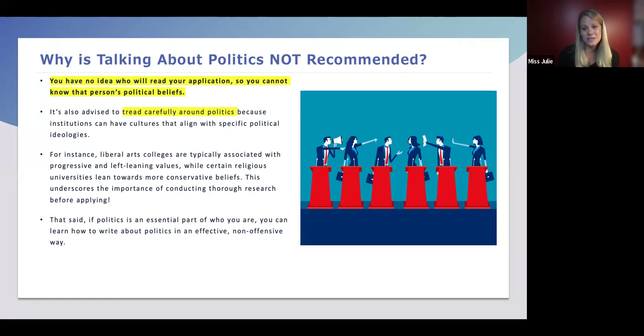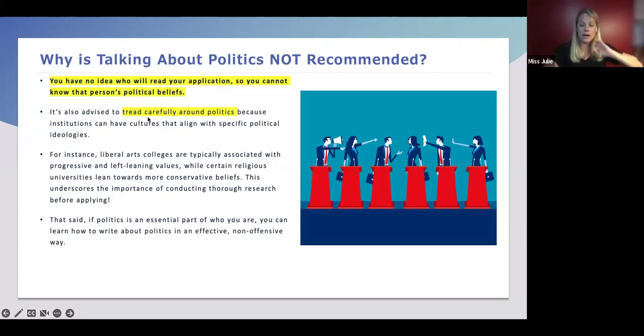So again, we usually tell students if politics are important to you, you really have to tread carefully here because you don't know what admissions officer will be reading your essay and you don't know what they believe in. So what if you are very adamant about being a liberal and the person reading your essay is a conservative, right? Or vice versa. You have to tread carefully around politics because institutions can have their own cultures too that align with specific political ideologies.